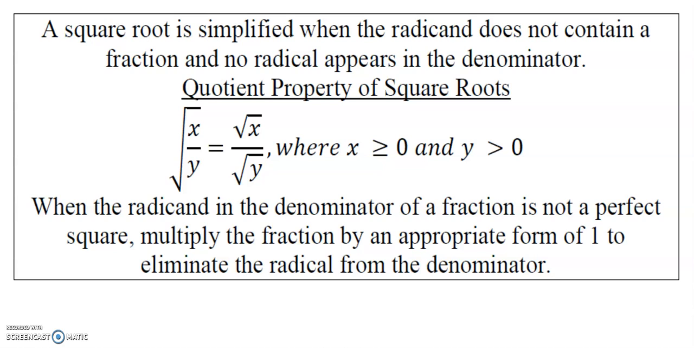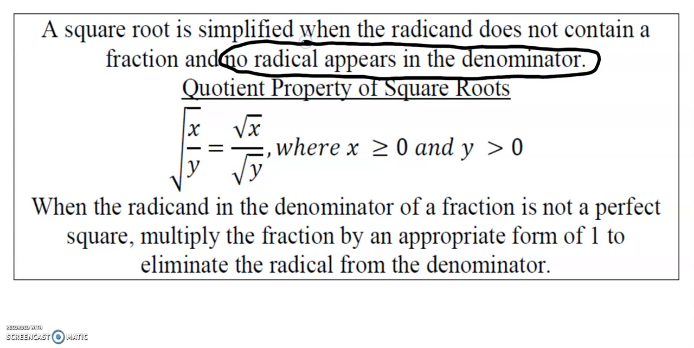This is the new learning for today. And again, we're relying on some things that we learned in the past. A square root is simplified when the radicand does not contain a fraction and no radical appears in the denominator. Again, you're not allowed to have a radical in the denominator. And up to now, it's been great because they've all been perfect squares. But starting today, they're not going to be perfect squares. The way that you handle that is you're going to multiply the fraction by an appropriate form of 1.